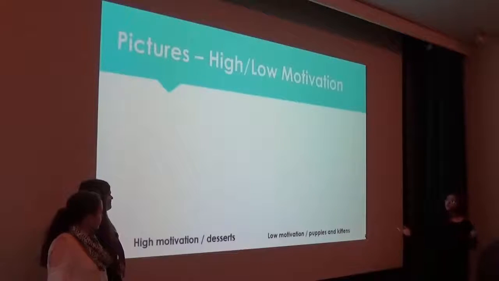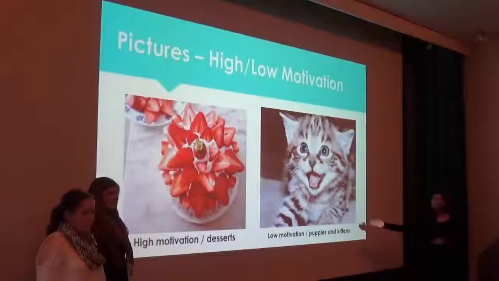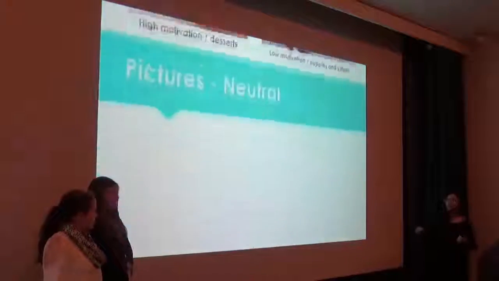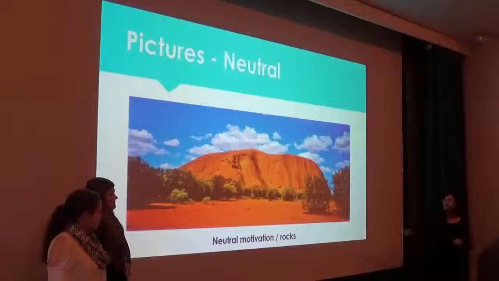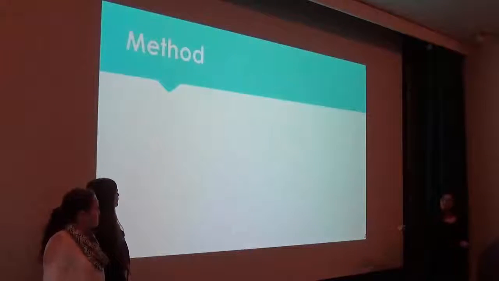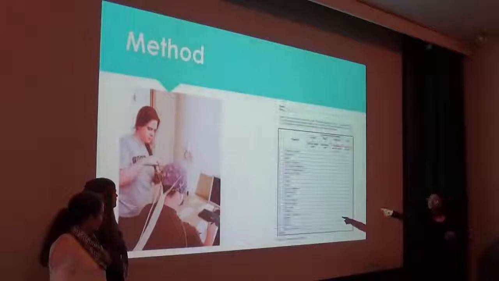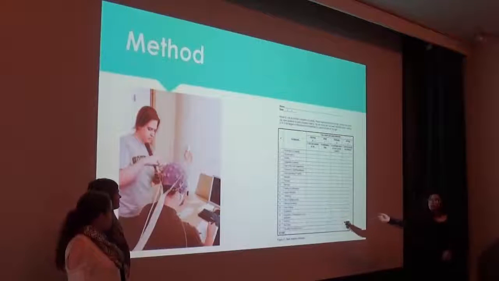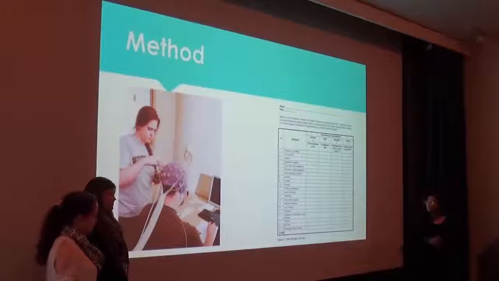So for our picture sets, we had high motivation images, which are desserts, and we had low motivation images, which were puppies and kittens. And along with that, we had a control. We had neutral rock images, and these acted as a baseline for us. So as you can see, this is a researcher setting up the electrode cap, and our participants were given a lot of paperwork to fill out as we were hooking them up to the machine.